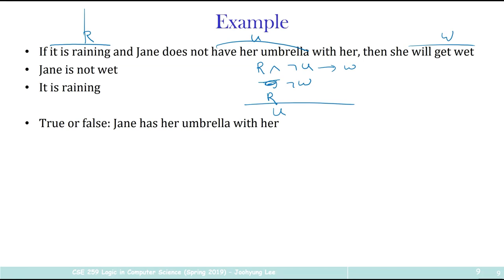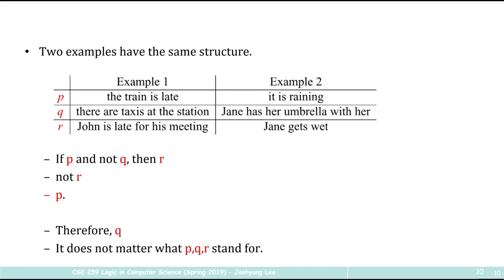The structure of this problem is actually exactly the same as the previous one. In fact, this is the comparison between the two. If you just say P represents the train is late in example 1, versus it is raining in example 2. And Q in example 1 represents that the taxi is at the station, and in example 2 Q represents Jane has an umbrella with her. R in example 1 means John is late for the meeting. R in example 2, Jane gets wet.